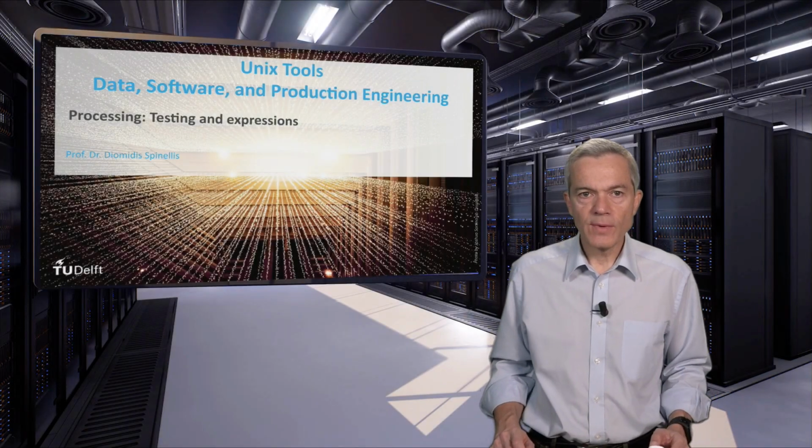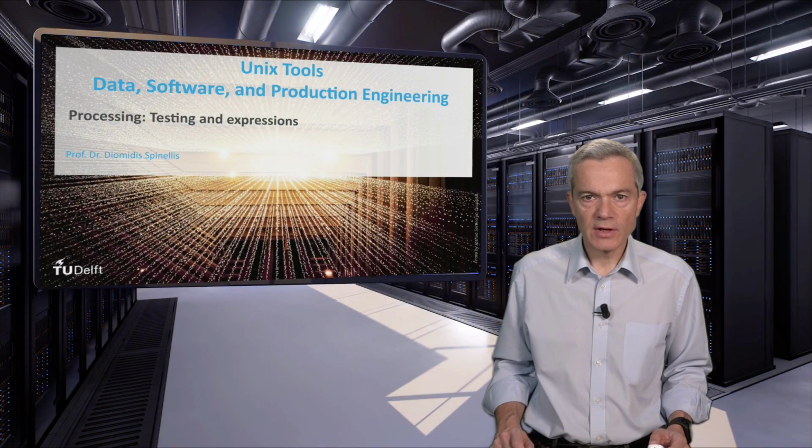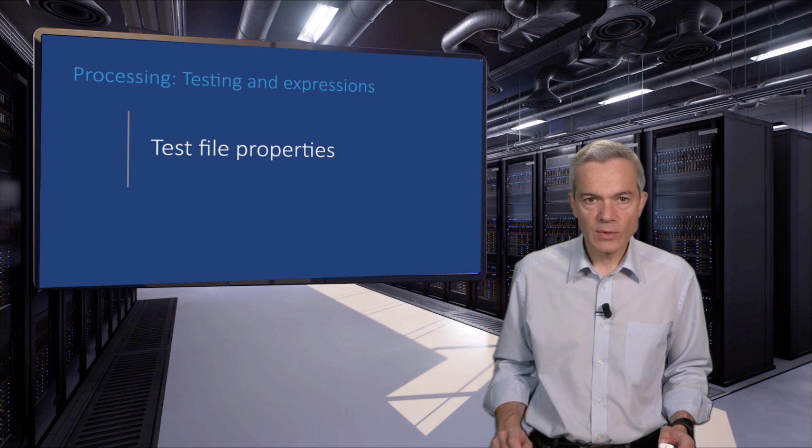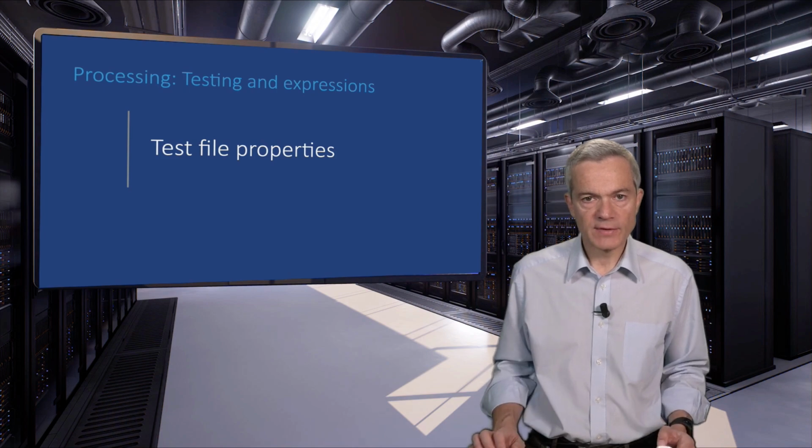In this unit, we will see how we can evaluate various conditions on files and also numbers. This is mostly useful when you automate workflows by writing scripts. The UNIX test command allows us to test various file properties and other expressions. This is very useful when we want to write robust shell scripts.